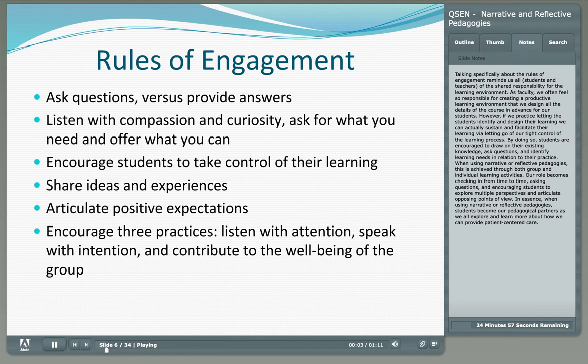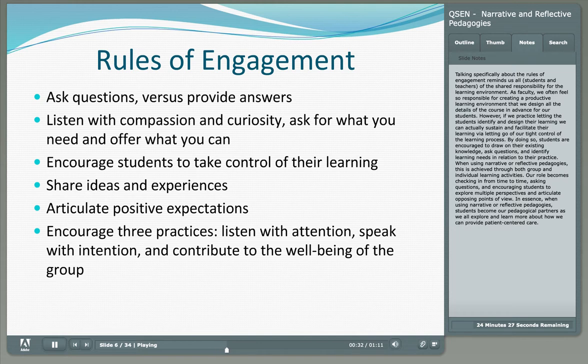Talking specifically about the rules of engagement reminds us all of the shared responsibility for the learning environment. As faculty, we often feel so responsible for creating a productive learning environment that we design all the details of the course in advance for our students. However, if we practice letting the students identify and design their learning, we can actually sustain and facilitate their learning via letting go of our tight control of the learning process.